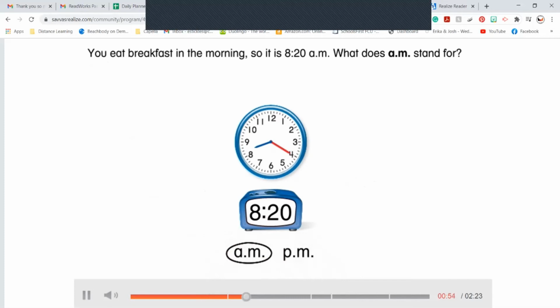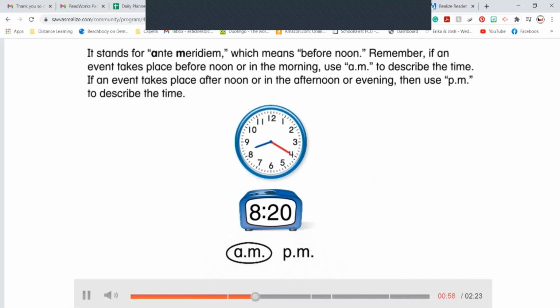What does a.m. stand for? It stands for antemeridium, which means before noon. Remember, if an event takes place before noon or in the morning, use a.m. to describe the time. If an event takes place after noon or in the afternoon or evening, then use p.m. to describe the time.